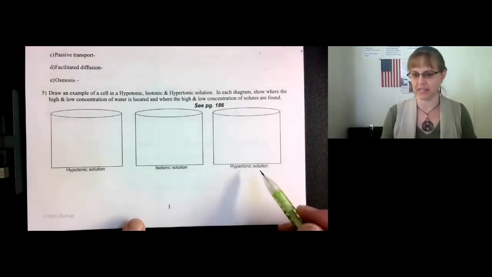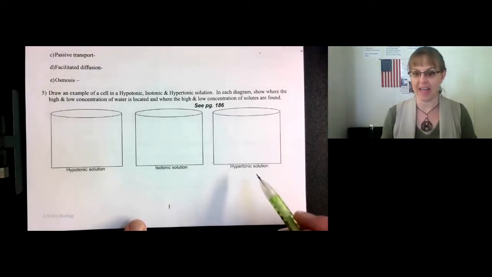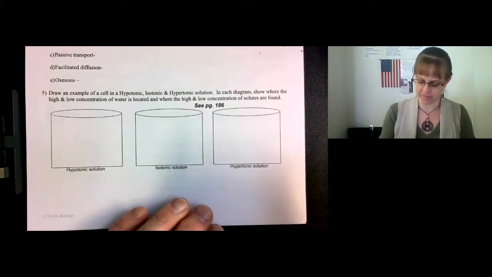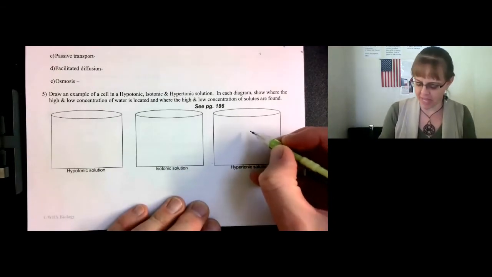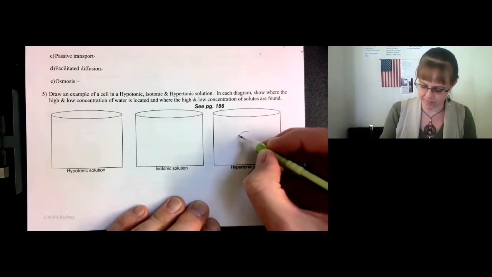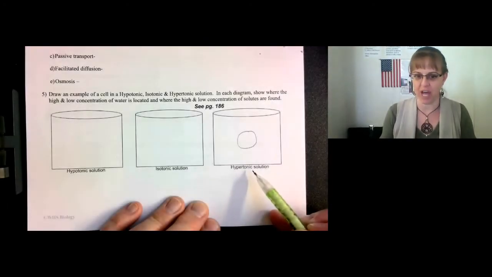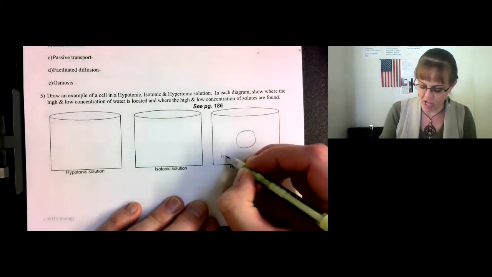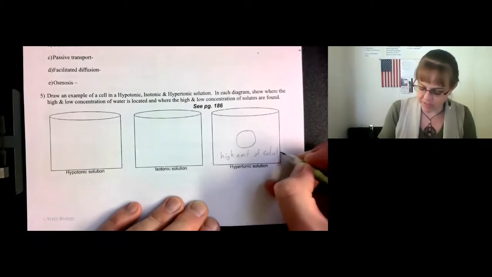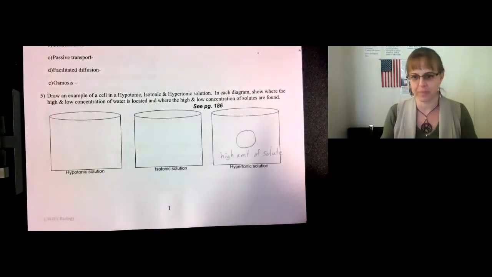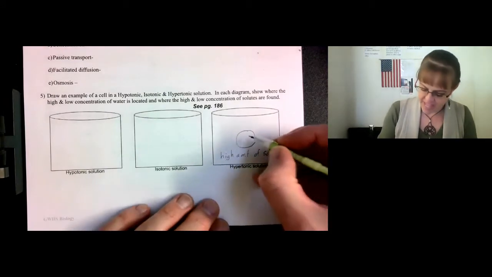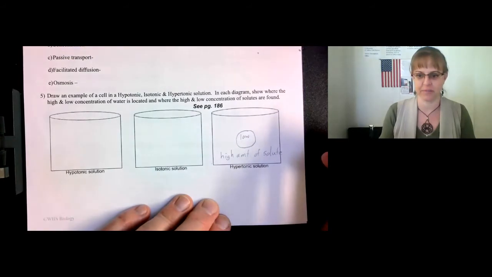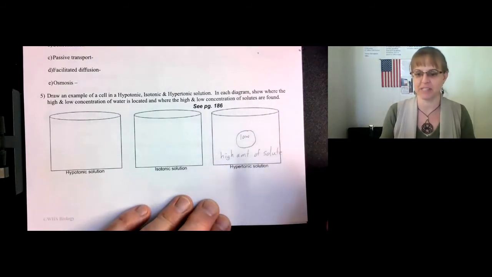Let's look at the hypertonic solution. Hyper is high, so there's more dissolved stuff in the solution than in the cell. So first I'm going to draw a cell. I'm drawing in pencil because I might make changes in just a minute. So the solution is hypertonic, so we have a high amount of dissolved solute. An example of a solute might be salt, sugar, something like that. Then that means the cell has a low amount of solute, low amount of dissolved substance.